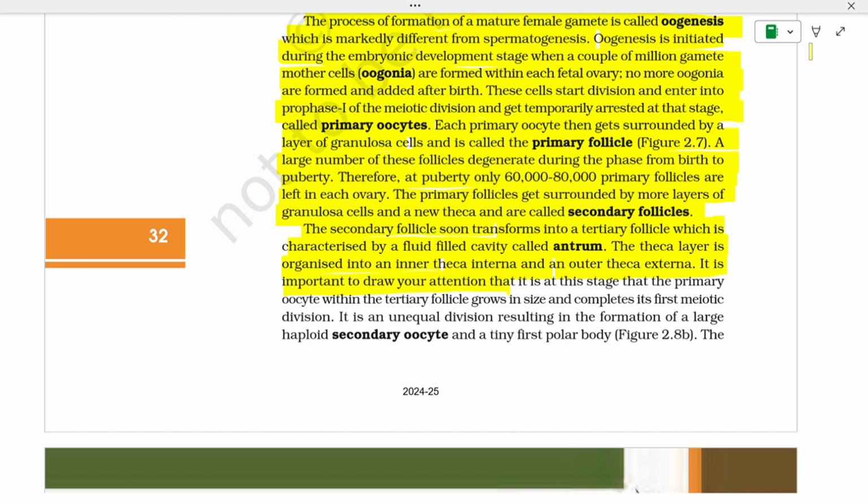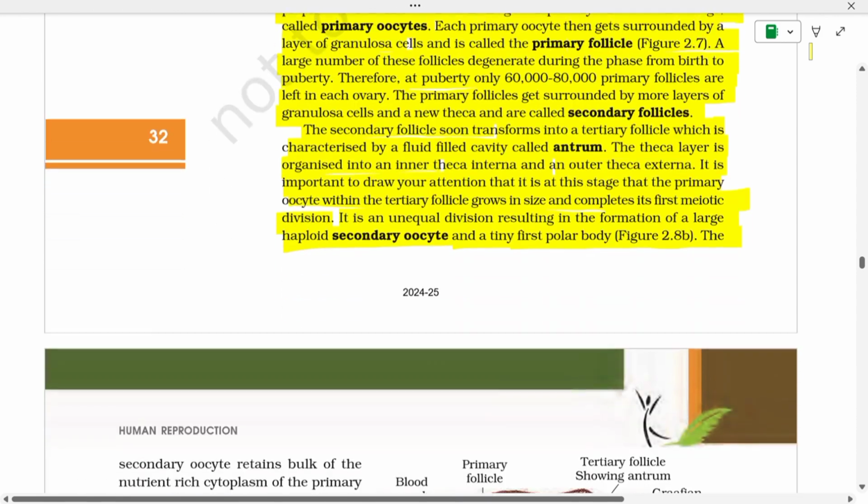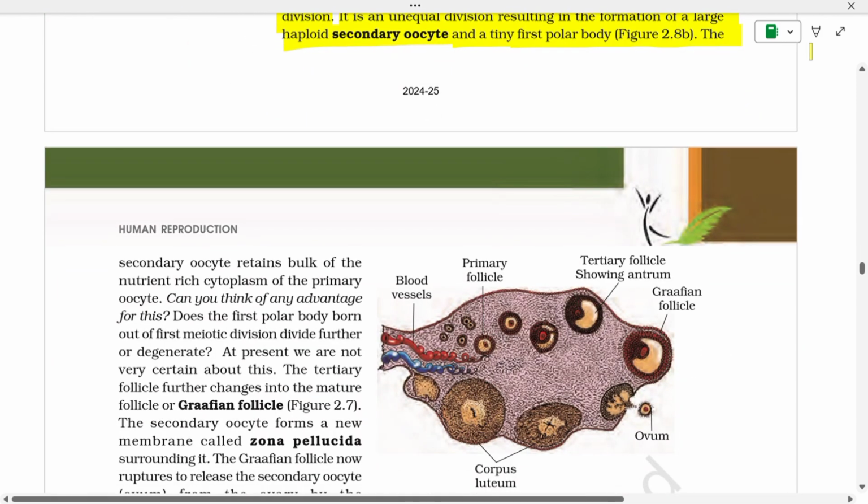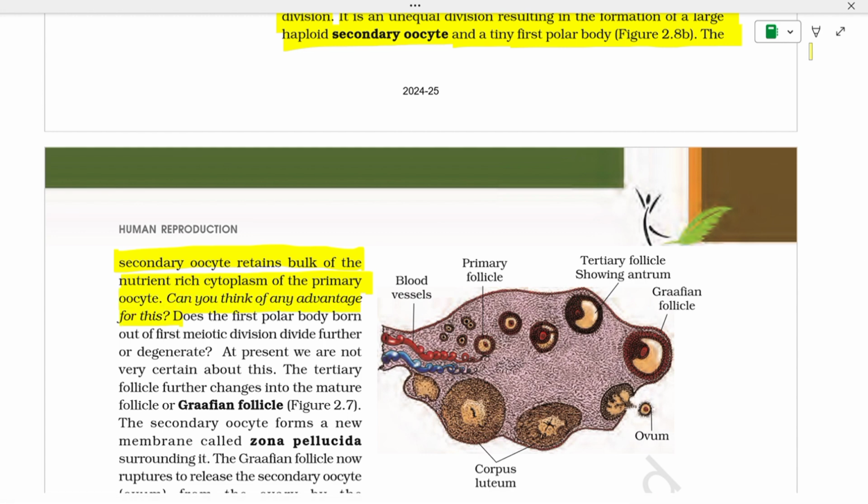It is important to draw your attention that it is at this stage that the primary oocyte within the tertiary follicle grows in size and completes its first meiotic division. It is an unequal division resulting in the formation of a large haploid secondary oocyte and a tiny first polar body, figure 2.8b. The secondary oocyte retains the bulk of the nutrient-rich cytoplasm of the primary oocyte. Can you think of any advantage for this?